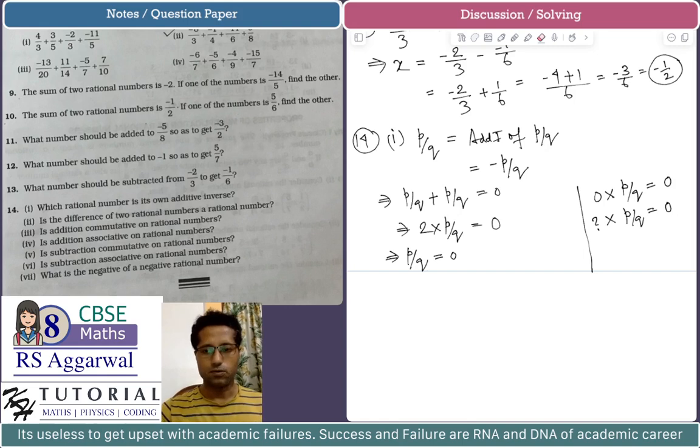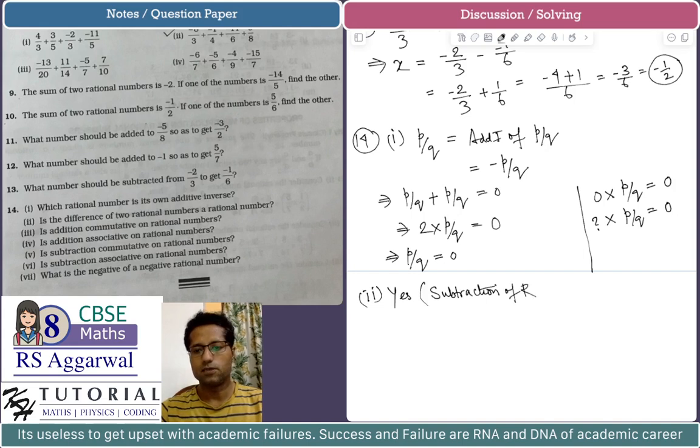Okay, part 2. Is the difference of two rational numbers a rational number? Yes, because subtraction of rational numbers is closed. That is, subtraction satisfies the closure property.